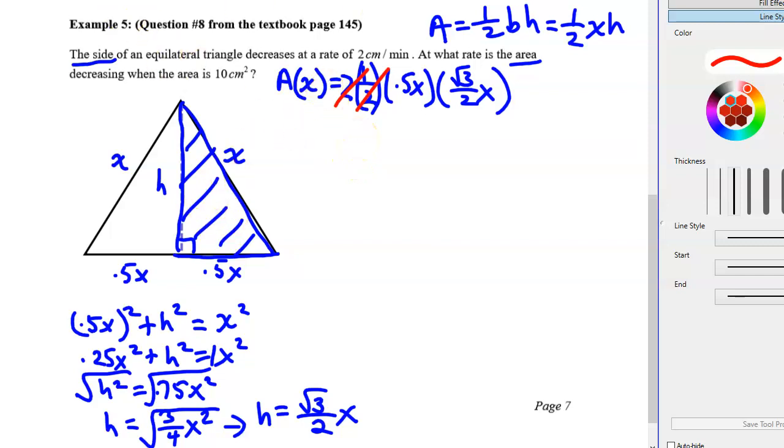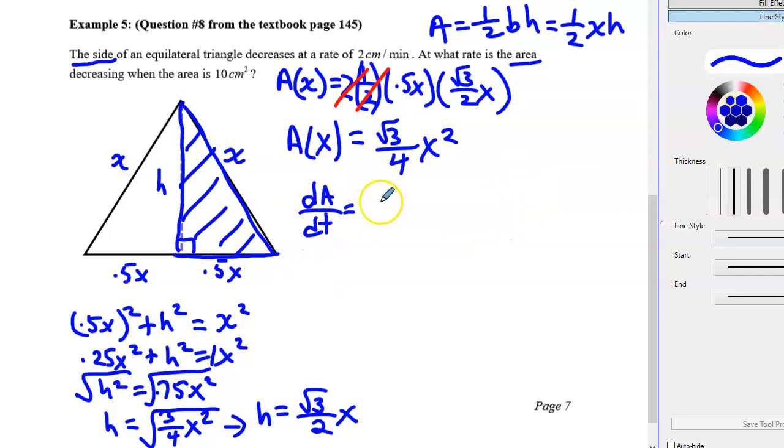If I clean this up, going back to the original color, area in terms of x is actually equal to, it looks like it's going to be root 3. This is half times half, which would be 1/4 x squared. So I think now the hardest part is done, right? Now what we need to do is figure out the related rates equation. So the rate of change of the area with respect to time is equal to the derivative of the other side, right? So this would be 2 comes down, so I'd have 2 times root 3 over 4 x dx/dt.